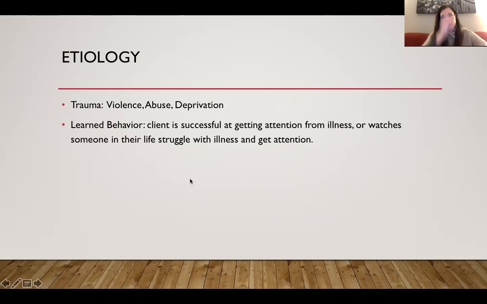So where does this come from? Why does this happen? Some people who've experienced trauma or violence or abuse or deprivation may engage in some of these behaviors. And it's a learned behavior. So if the client's successful at getting attention from illness, or they've maybe grown up with someone who was seriously ill, they may know that person gets attention and positivity and help and care from others. So that might be a motivating factor that contributes to some of these.